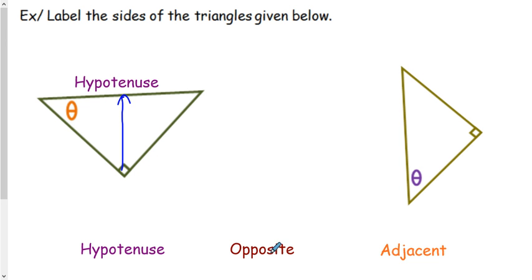The next one I've got is my opposite side. So I'm going to look at the angle I'm looking from. I'm going to draw an arrow across to the opposite side of the triangle. And then I'm going to drag that opposite one and say that's my opposite side.